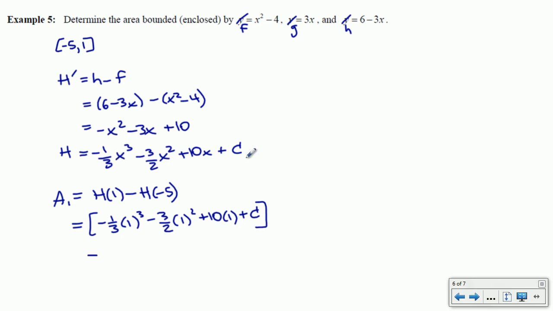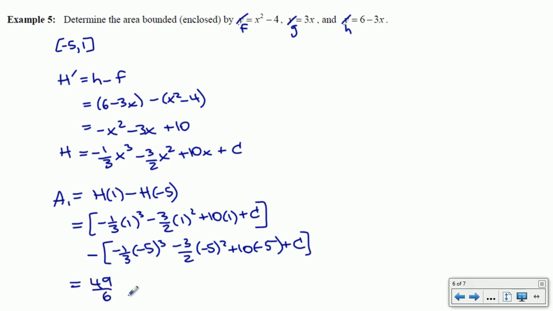And we'll do the same for -5. So we would have -1/3(-5)³ - 3/2(-5)² + 10(-5) + c. So this would give us 49/6 eventually, subtract -275/6, which simplifies to give us 54. And now we can move on to the next area on the interval from 1 to 4.